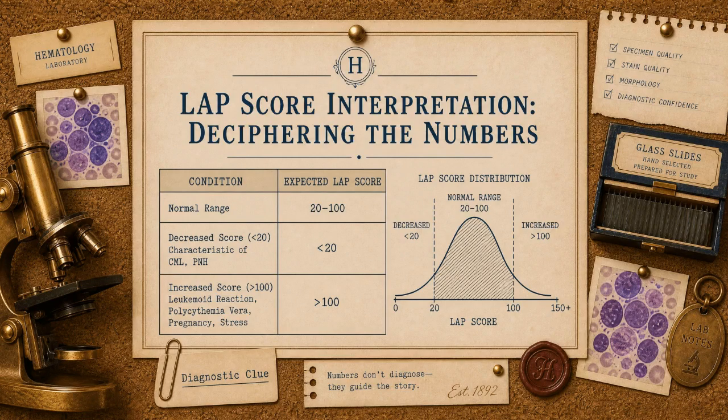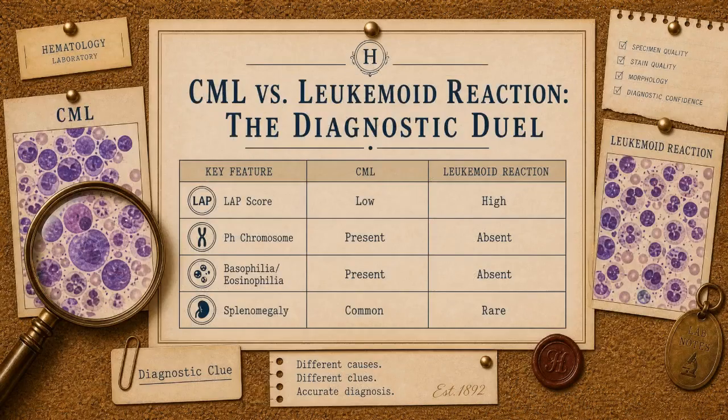Next, we'll put this knowledge to the test and compare CML directly with leukemoid reactions. Alright, Histotex, this is where the rubber meets the road, and your diagnostic acumen truly shines. Both CML and a leukemoid reaction can present with a strikingly similar picture, a very high white blood cell count and a pronounced left shift on the peripheral blood smear.